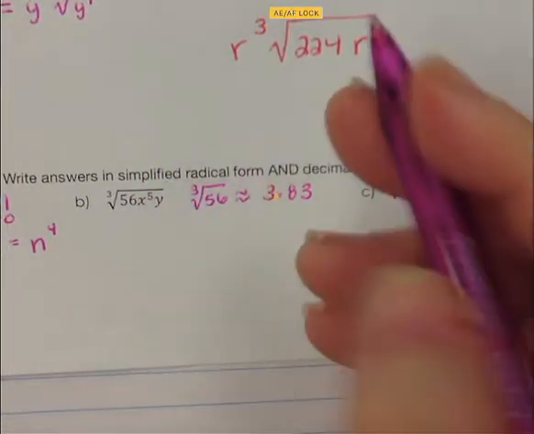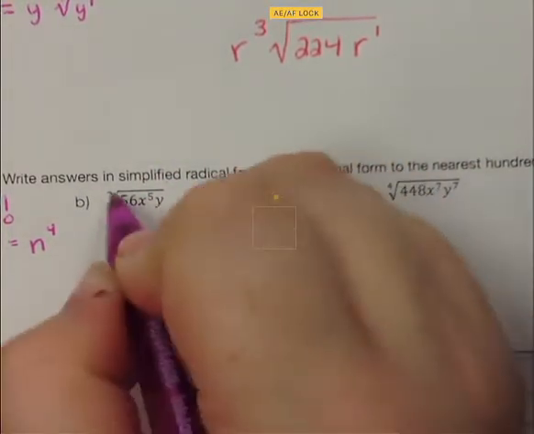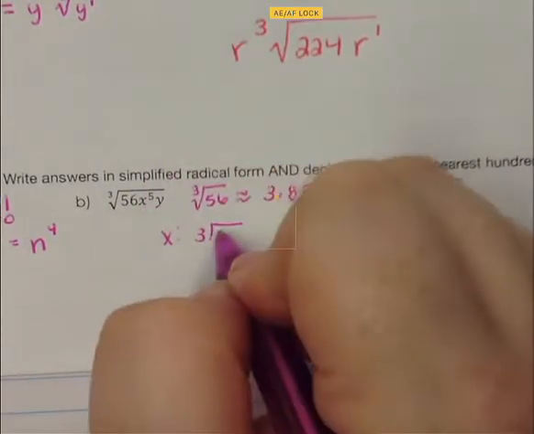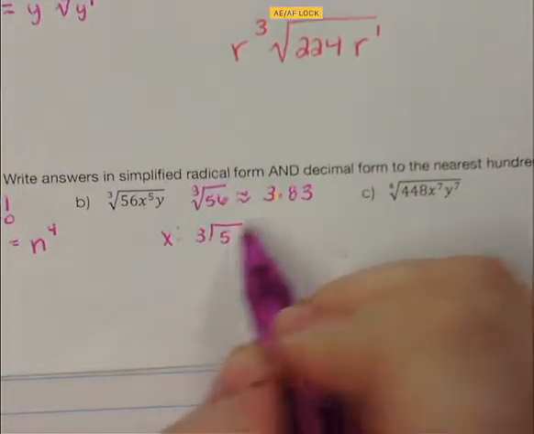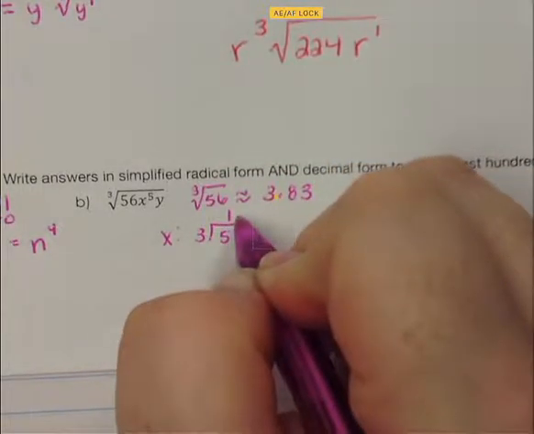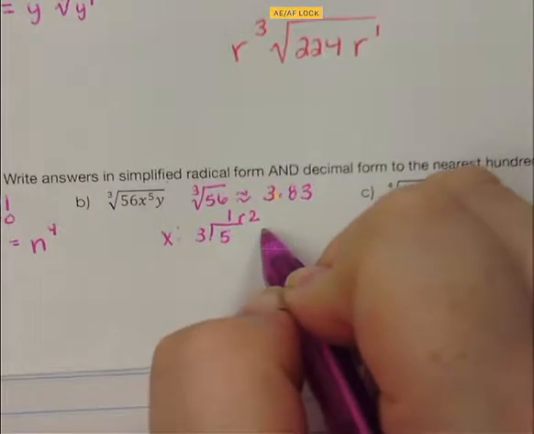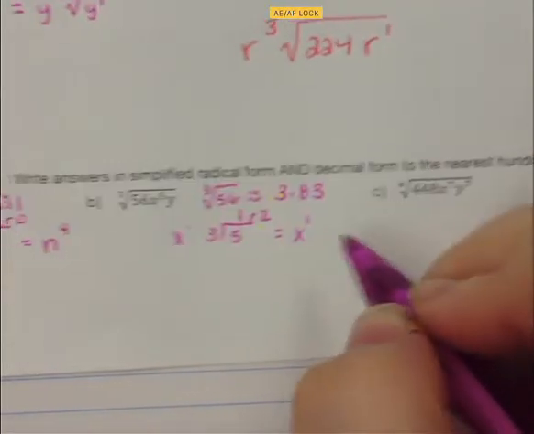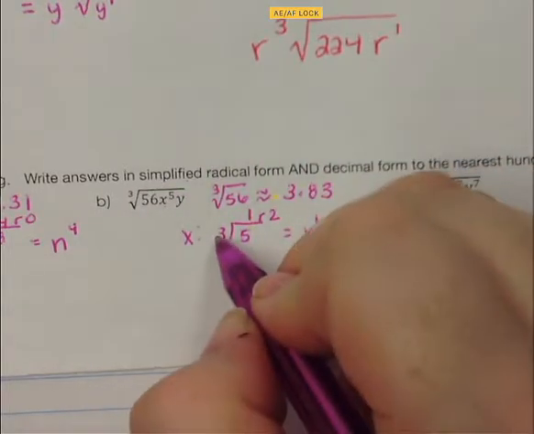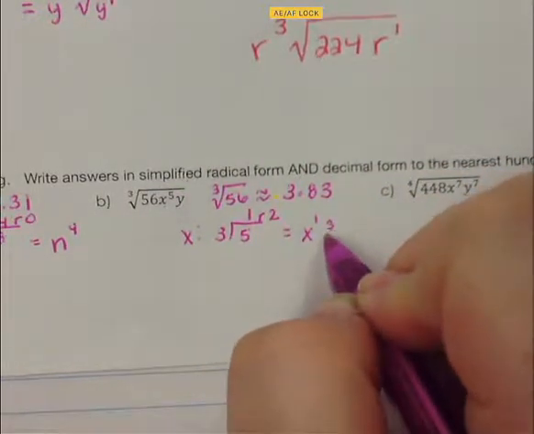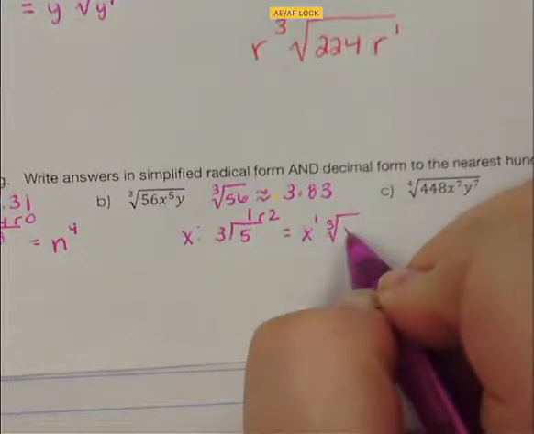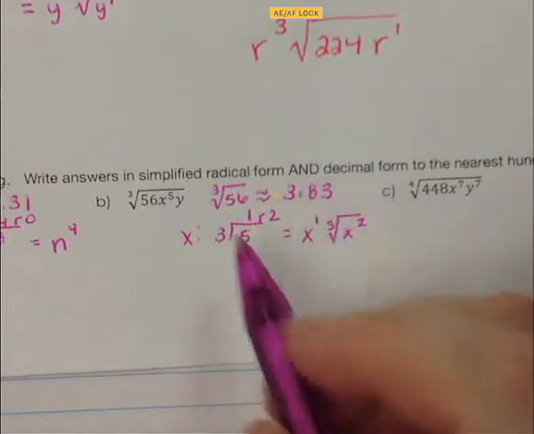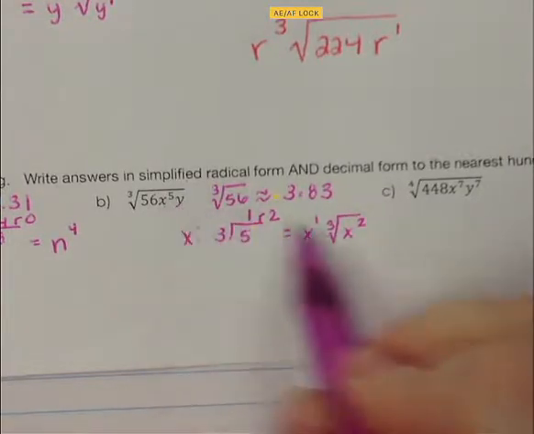So the first letter is X. The index is 3, so we do 3 goes into the exponent, which is 5. So 3 goes into 5 one time with a remainder of 2. So what that means is we have x raised to the first for our coefficient. Our index was still a 3, so it's the cubed root. And then we have x raised to the second in our radicand.